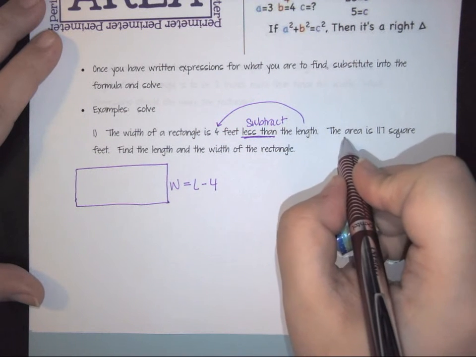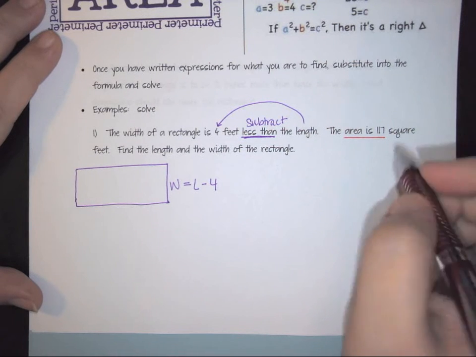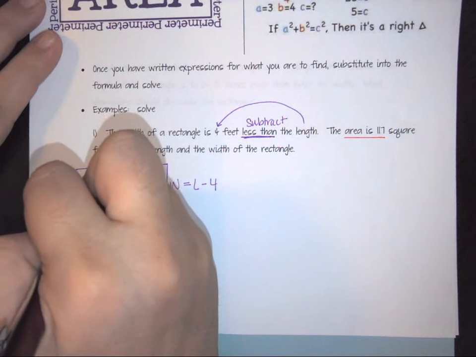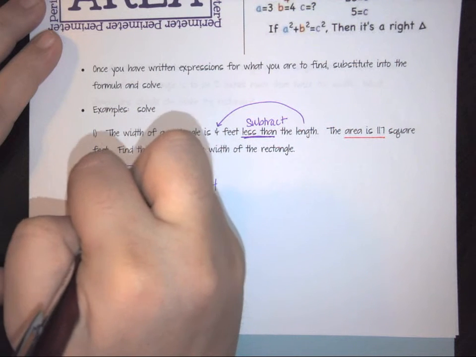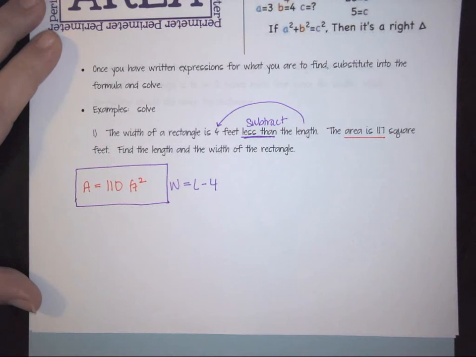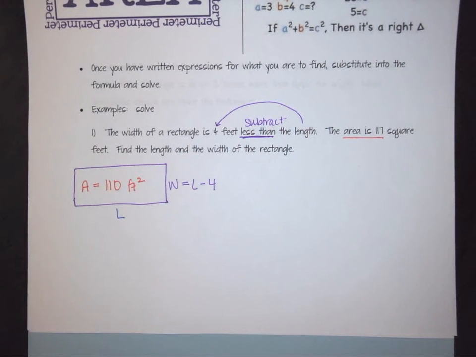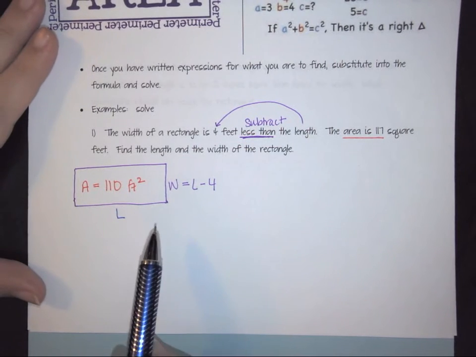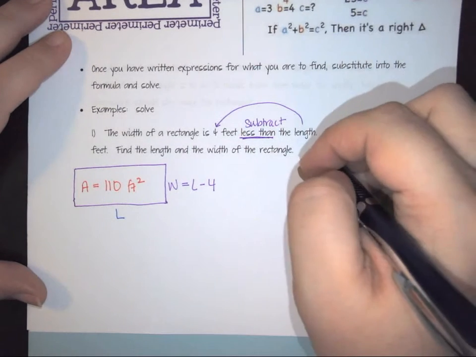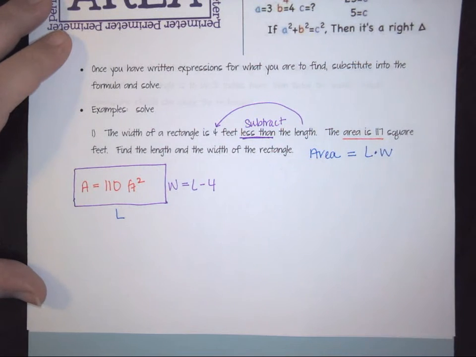Now we're told that the area is 117 square feet. So my area is going to be 117 square feet, which means the only thing that's missing is your length. And the question says find the length and width of the rectangle. So here we have to go back to the fact that we know your area is length times width, and we have to use that idea in order to solve.